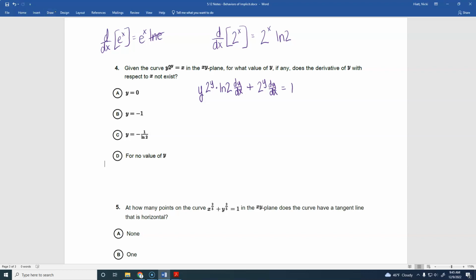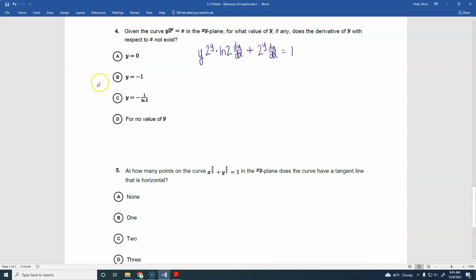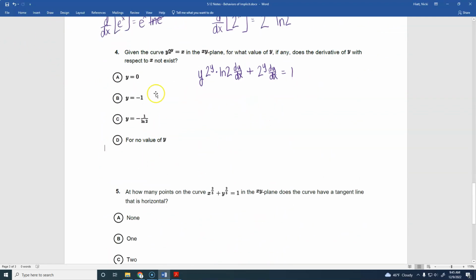Short schedule. All right, I forgot we're on a short schedule. So do the rest of those problems. Try number 4. You're going to factor out your dy/dx. If you don't get all the way done with that one, that is okay.